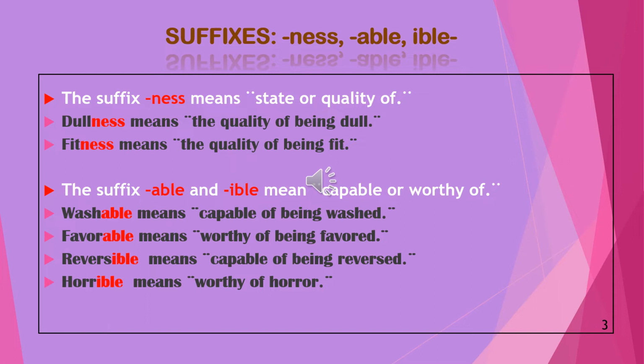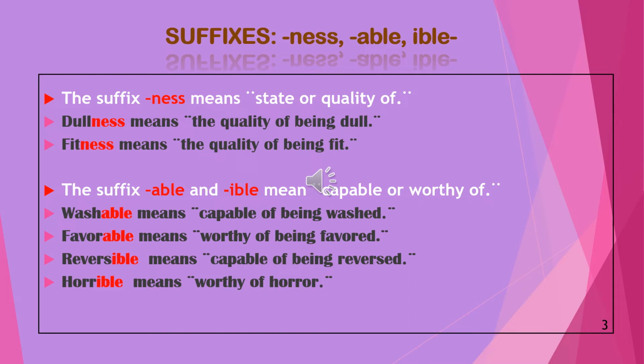Here we have two words that include the suffix ness. Dullness is the first one, and fitness is the second. Dullness means the quality of being dull. Fitness means the quality of being fit. The next suffixes are able and ible, meaning capable or worthy of. So the suffix able and the suffix ible mean the same: capable or worthy of.